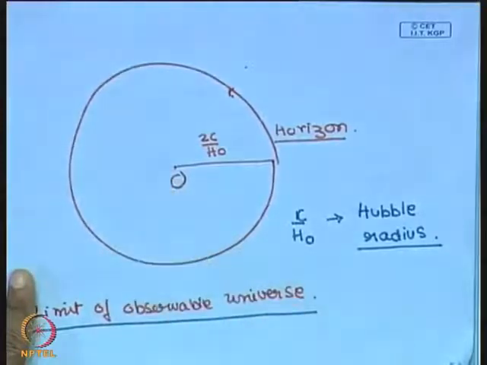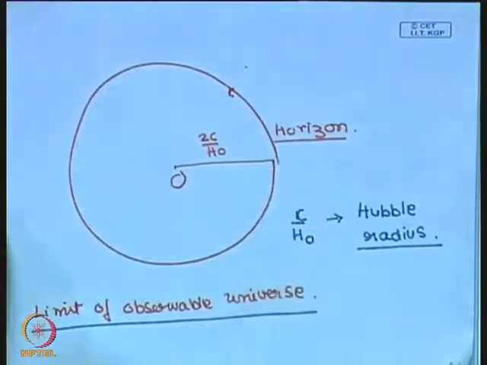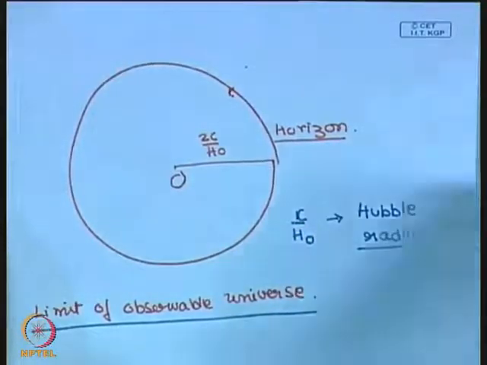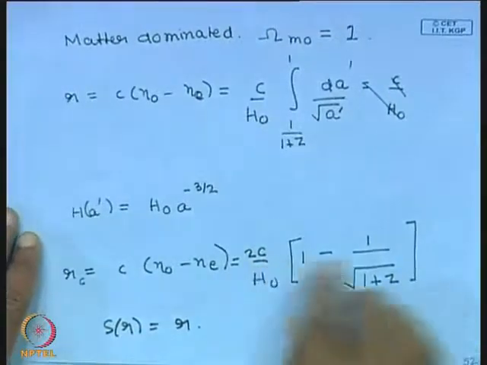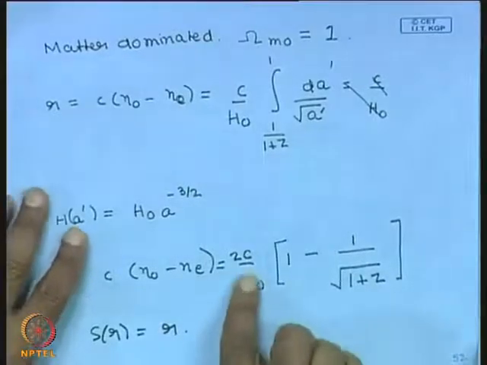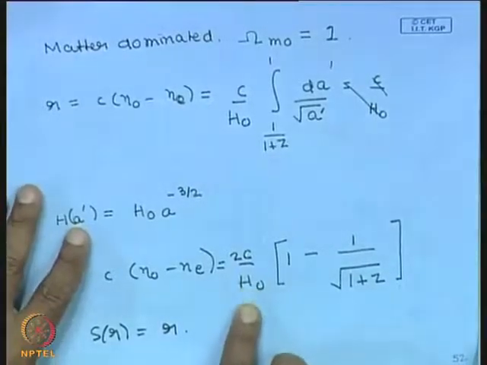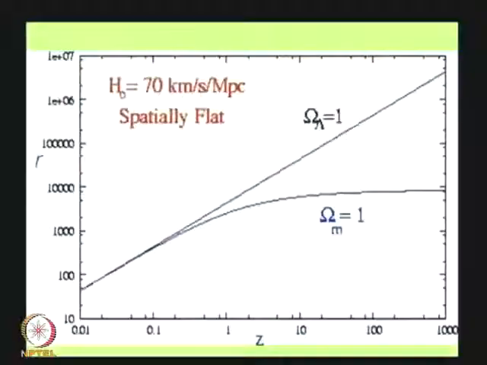Okay, and we had also introduced a length scale called the Hubble radius, c by H naught, and in this particular cosmological model, the horizon is twice the Hubble radius, and we can make an estimate of how much this is. So let us quickly do this. This is a very important number. Let us just quickly make an estimate.